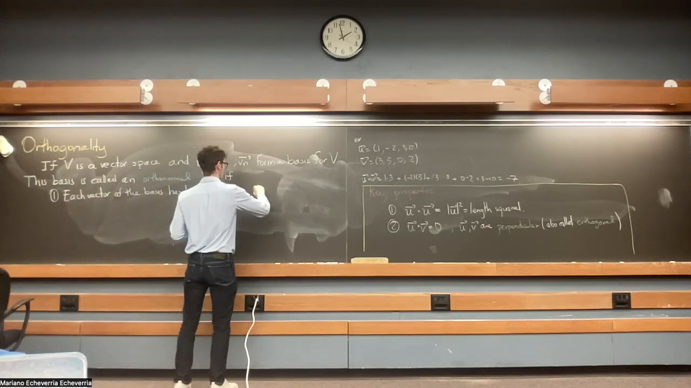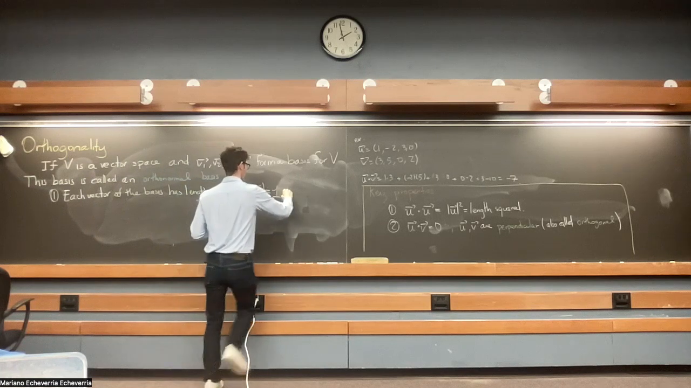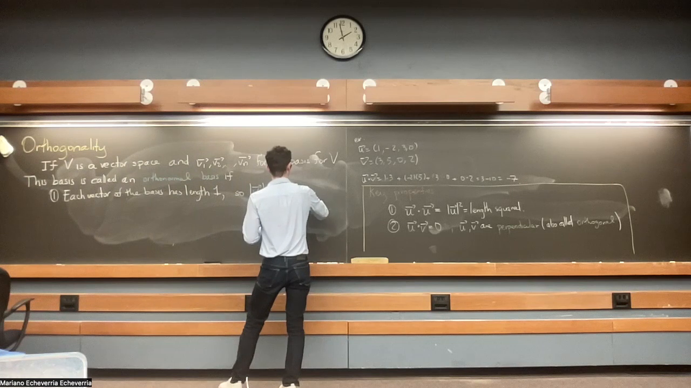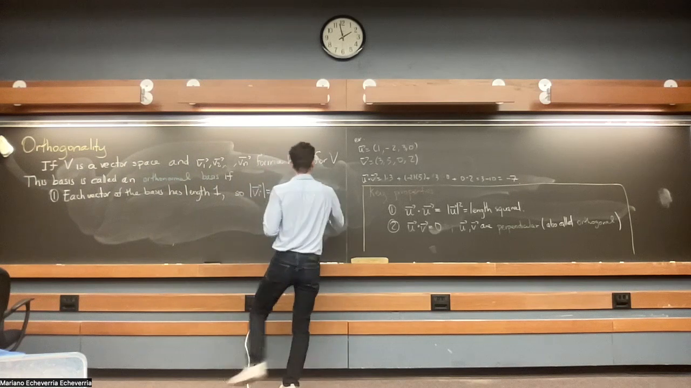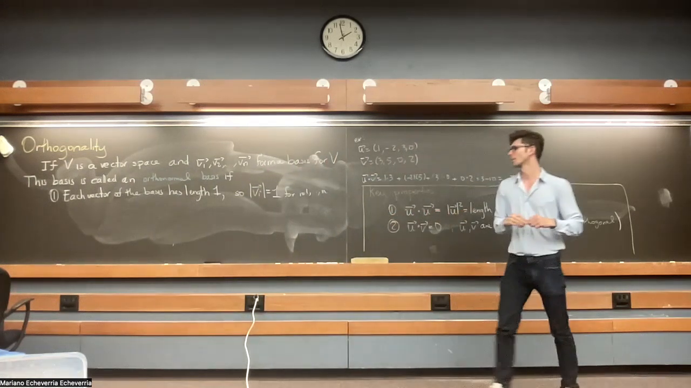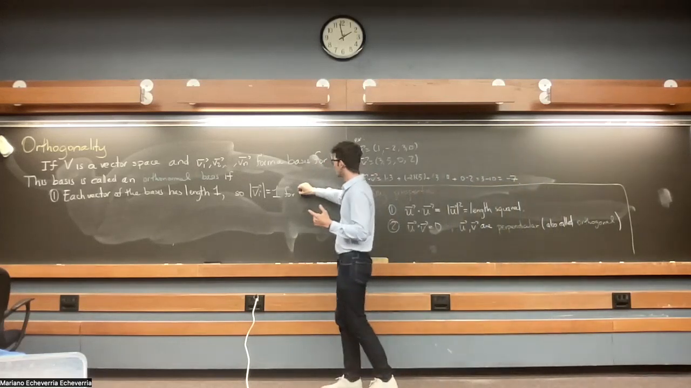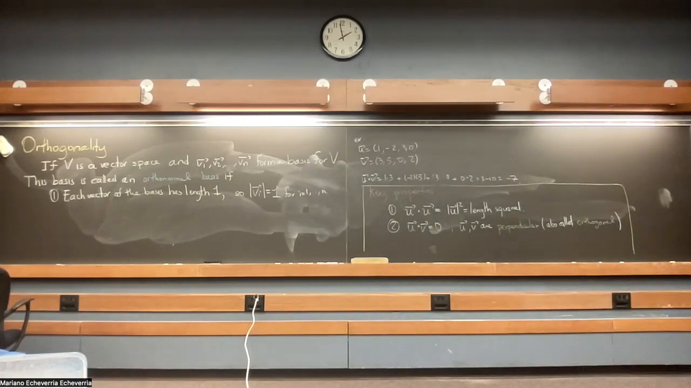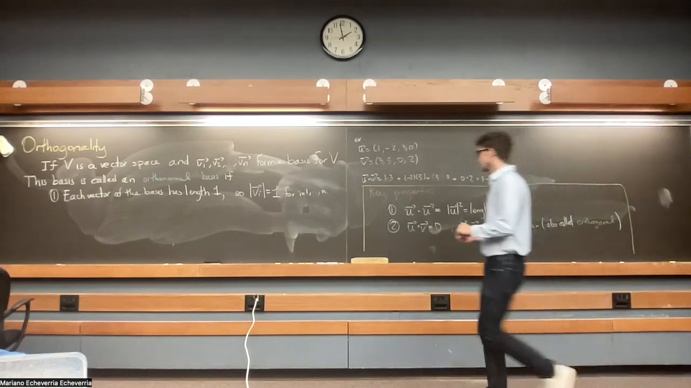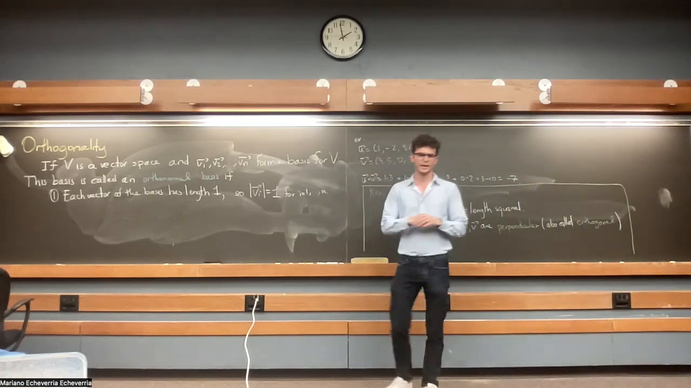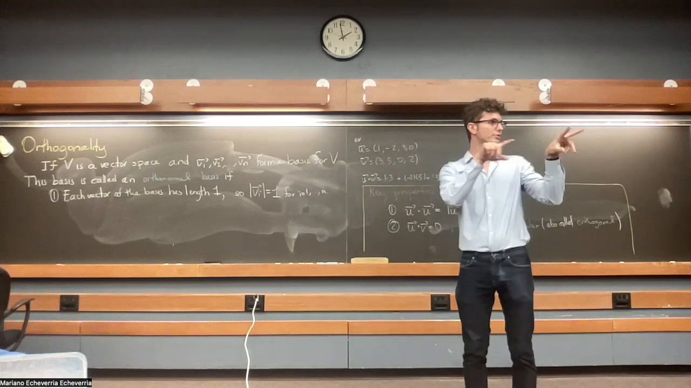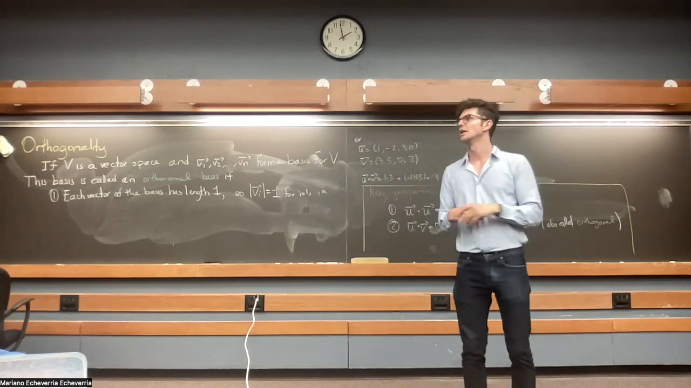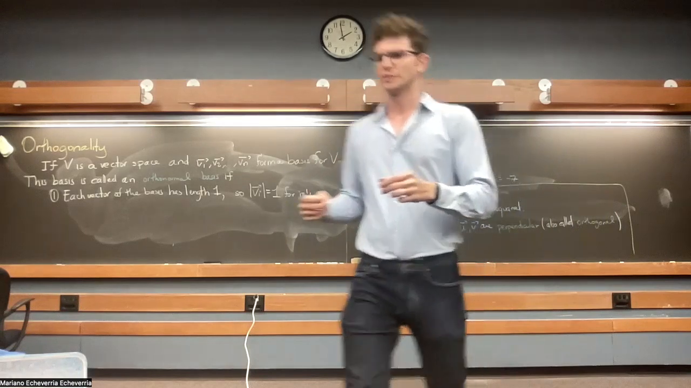So the length of vi is 1, for i equals 1 to n. So v1 has length 1, v2 has length 1, v3 has length 1, and so on. Each vector of the basis has length 1. And the second condition that's useful is that if you pick two different vectors of the basis, then they are mutually perpendicular.